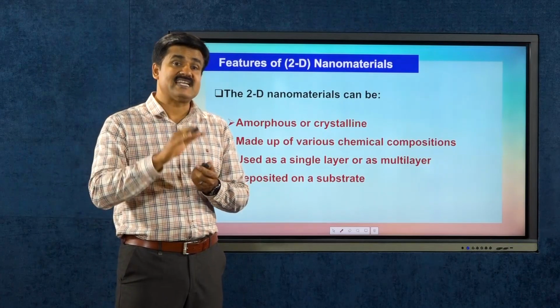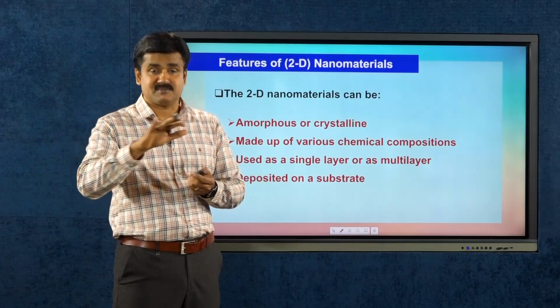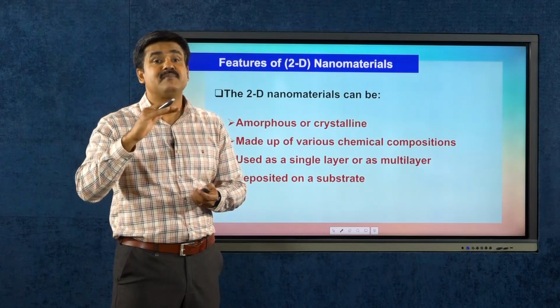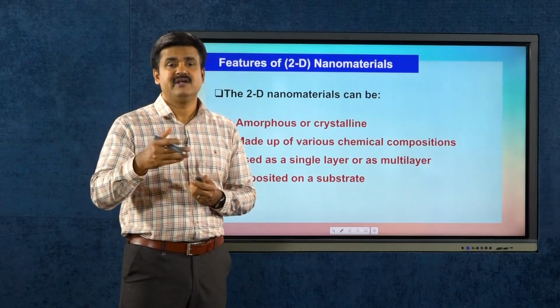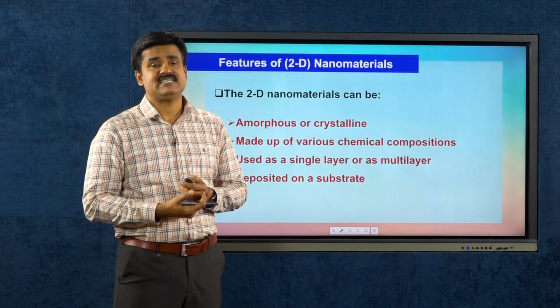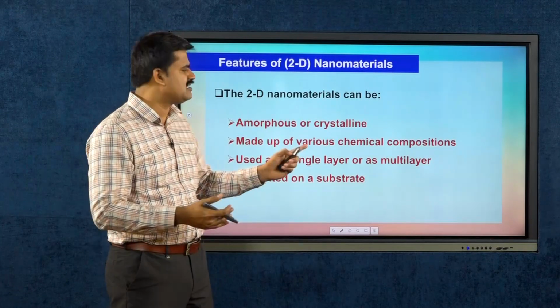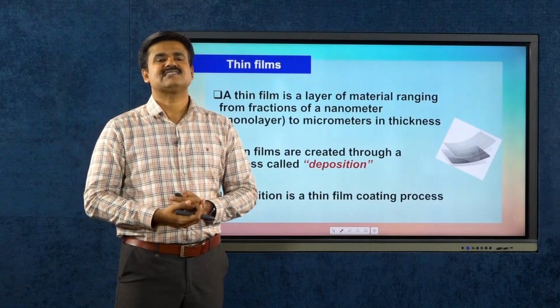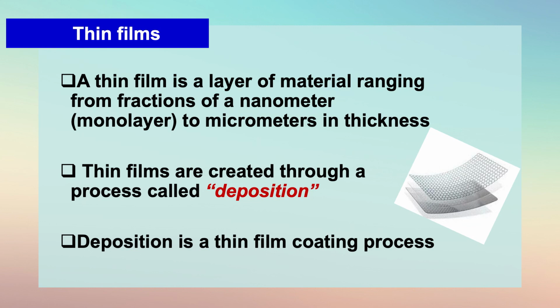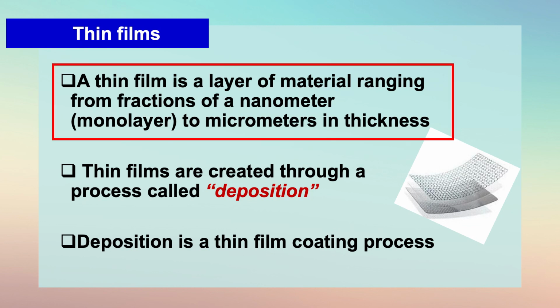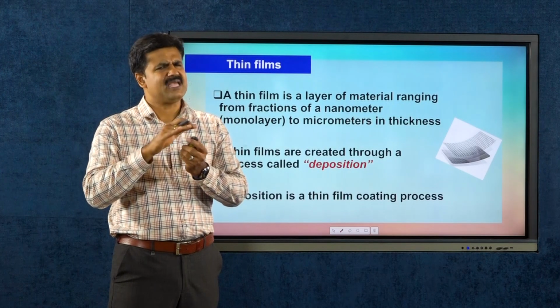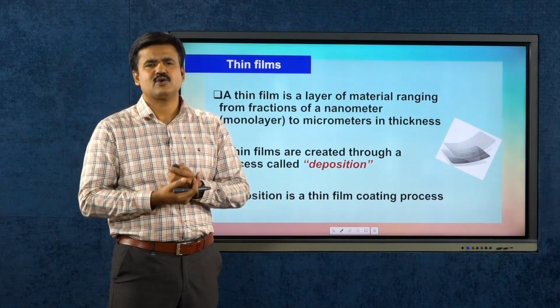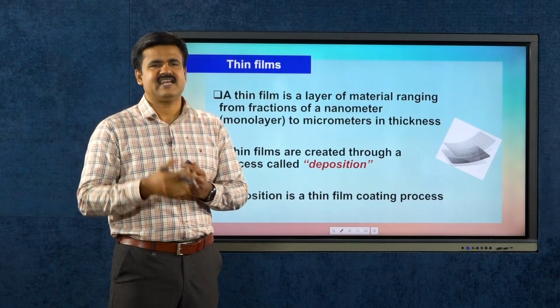Thin films are generally deposited on a solid substance. That is called a thin film deposition technique. So, thin films or 2D nanomaterials are generally deposited on a substrate. Now, more details about the thin films. A thin film is a layer of material ranging from fractions of a nanometer to micrometers in thickness. Its thickness may sometimes increase up to micrometers. They are thick thin layers.